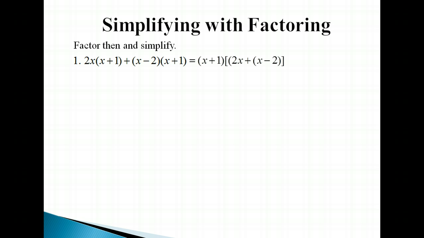So now all we need to do is simplify what's in the brackets. So we have (x plus 1) times (3x minus 2). You can always check your work by FOILing everything out, combining like terms, and see if you get the same thing.